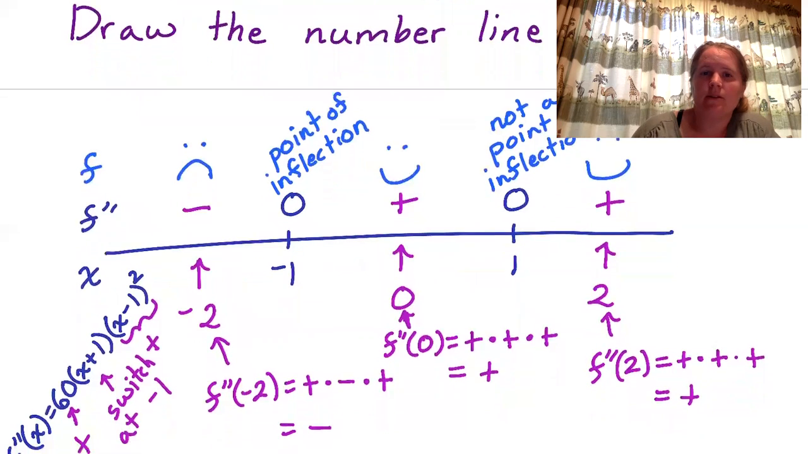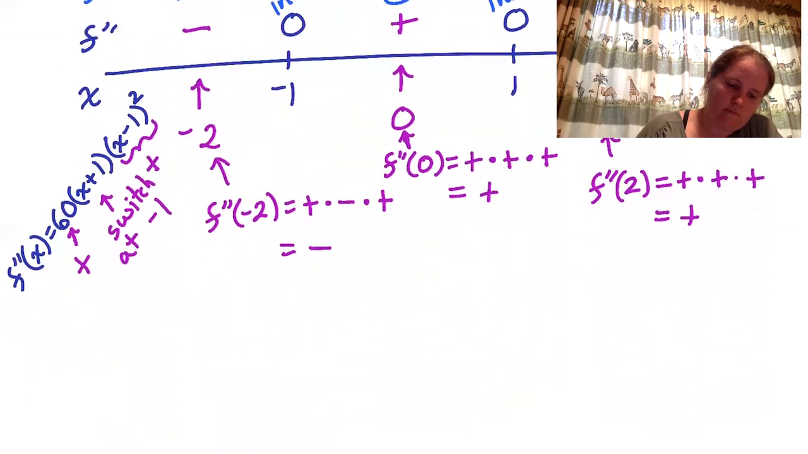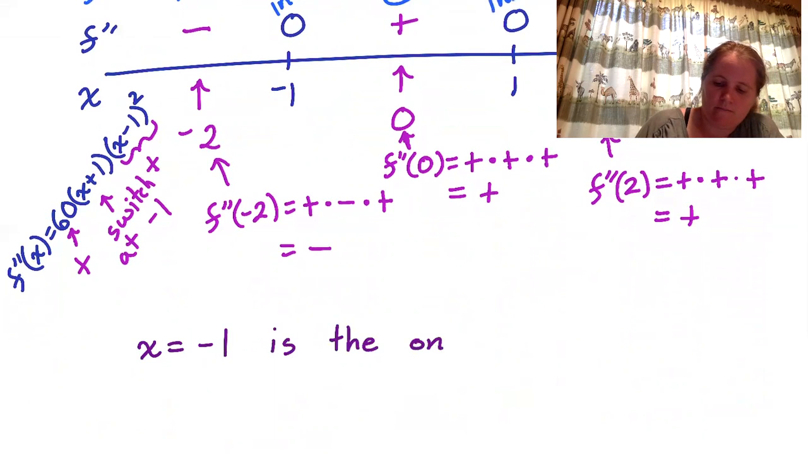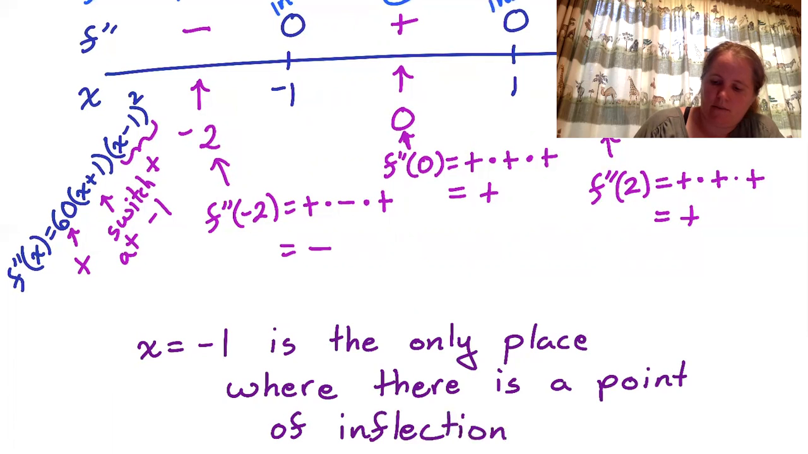So in this case, we just have a single point of inflection. So x equals negative 1 is the only place where there is a point of inflection. And the point of inflection itself would be the point negative 1 comma f of negative 1.